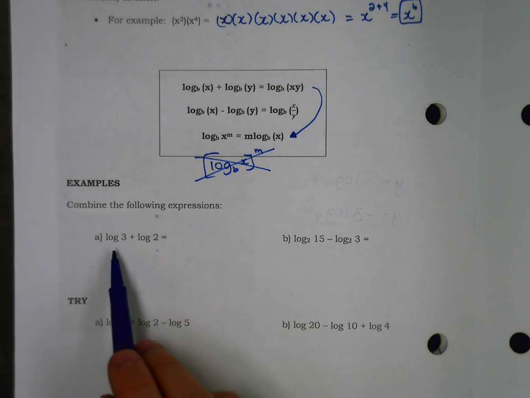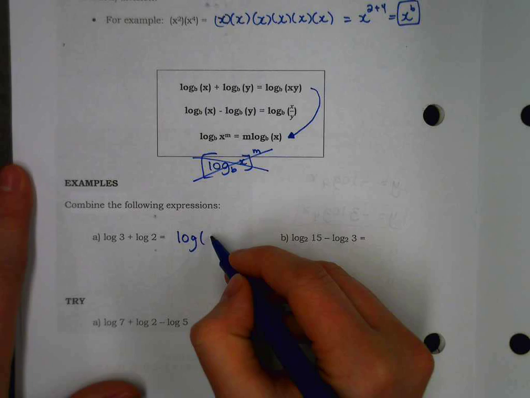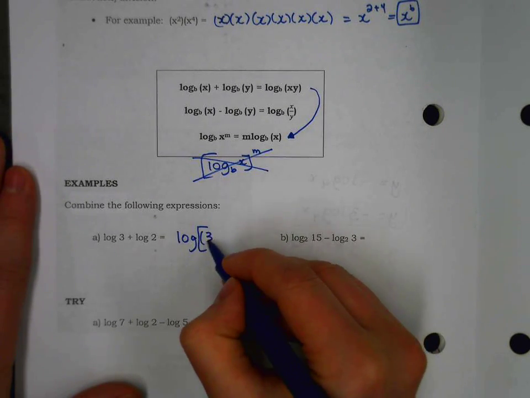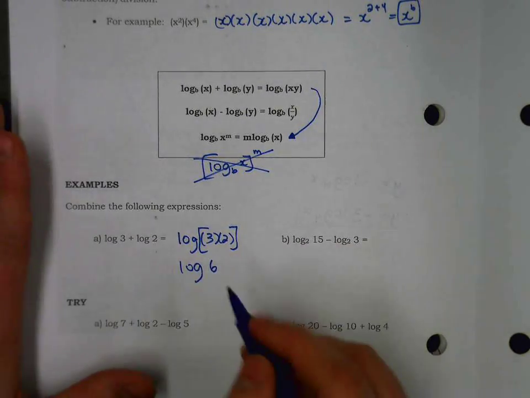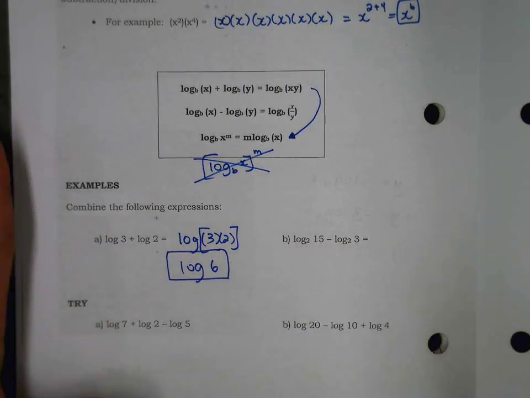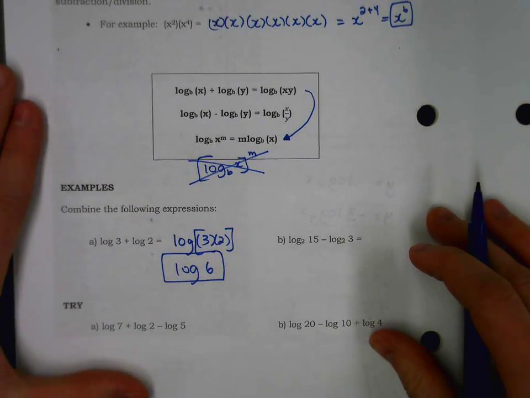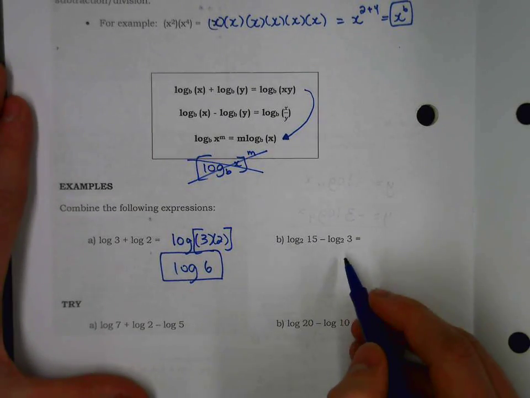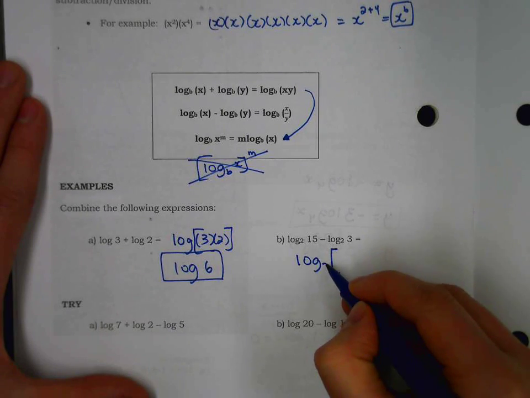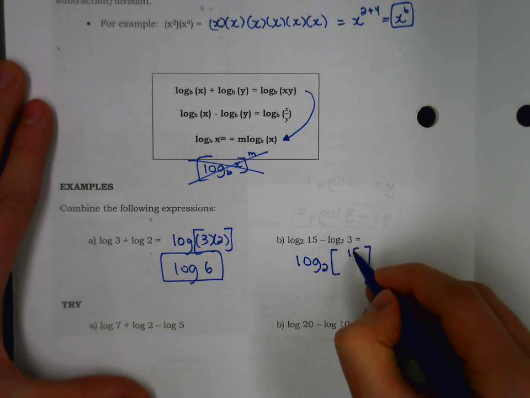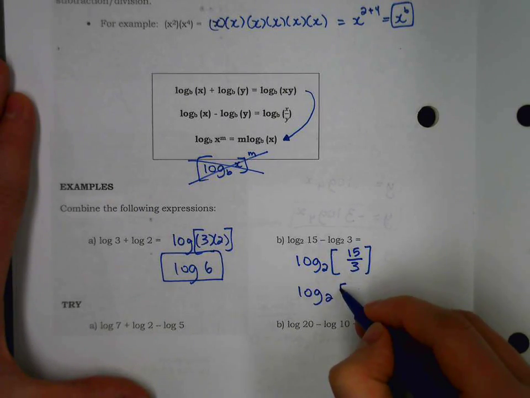The first one says we've got log of 3 plus log of 2. This is very much the first one where we could put these together as a log of 3 times 2, or log of 6. I'm not asking you to evaluate at the moment. I'm simply asking you to use the formulas to combine the following expressions. For the second one, because we've got again the same base, log base 2, we can take this subtraction and write this as log base 2 of division of 15 over 3, which could be even more concise, log base 2 of 5.